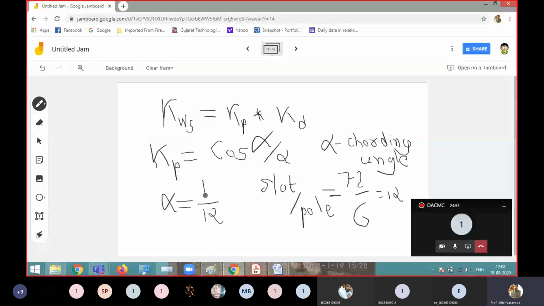Right. And one pole is actually responsible for half the waveform, 180 degrees electrical. So this way, if I repeat the equation in words, the short pitch angle or chording angle alpha equals the number of slots which are short divided by the total number of slots for a full pitch coil, into 180 degrees. Right. So if you put that in, 15 degrees is the chording angle.